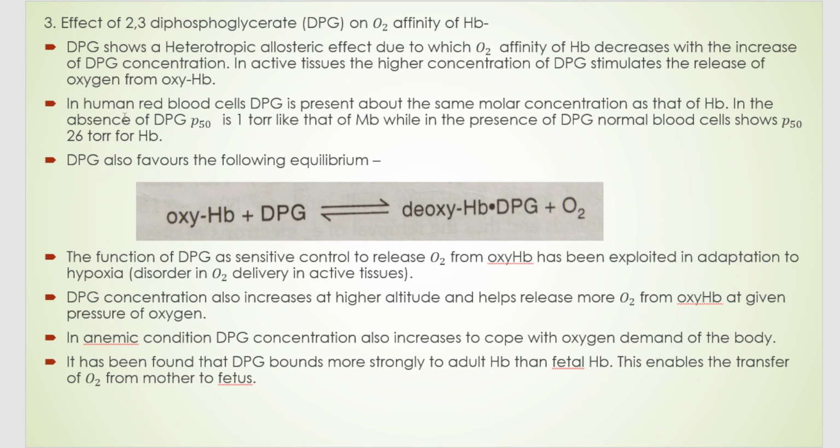Why should it be high? Because the hemoglobin should take up oxygen in the lungs. Correct. That happens because of this P50 value being high. So in the absence of DPG, it cannot take up that oxygen. So DPG is very much required.